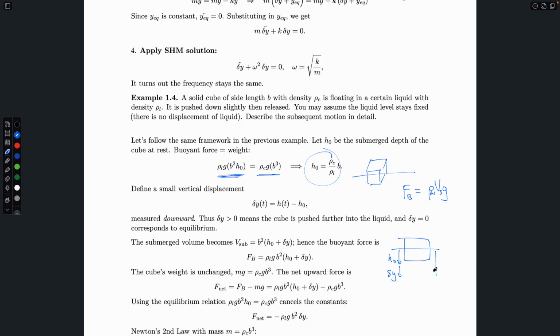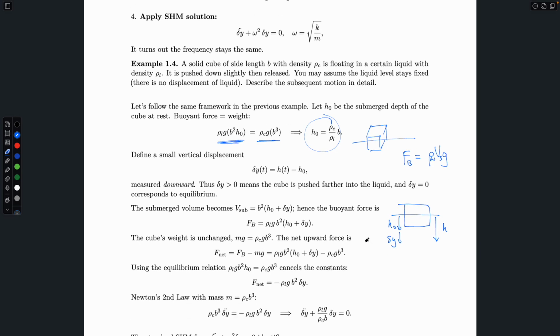Then the full depth will be h. And we'll get this new equation when it's displaced down by delta y. Note here that we're assuming the liquid level stays fixed; it's not submerged in a cylinder. Because more of the volume is submerged, the force will increase, because the buoyancy force scales with the volume submerged. So we can write the new equation of motion, which is this stuff.